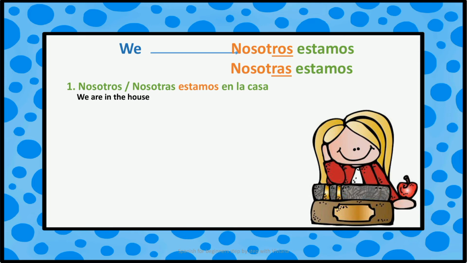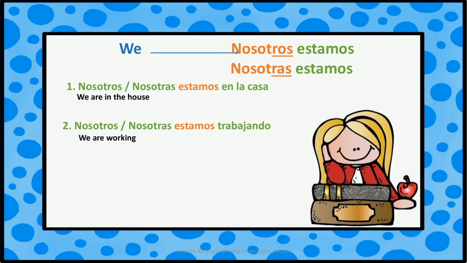Nosotros estamos en la casa. Nosotros is for a group made up of men. Nosotros estamos en la casa. We are in the house. And nosotras estamos en la casa if you are talking about a group made up only of women. Then we use nosotros or nosotras estamos because we are talking about the location.